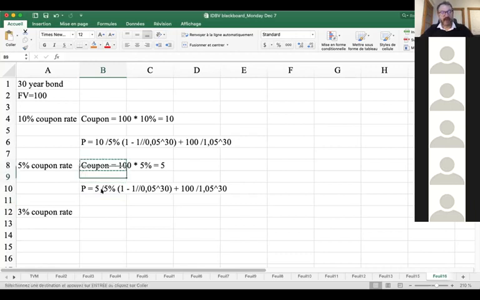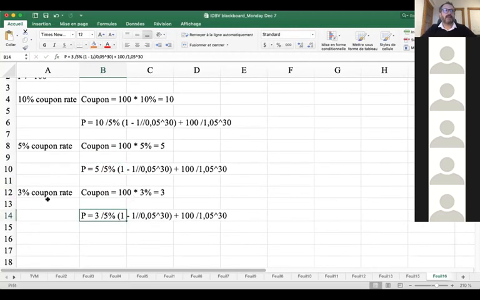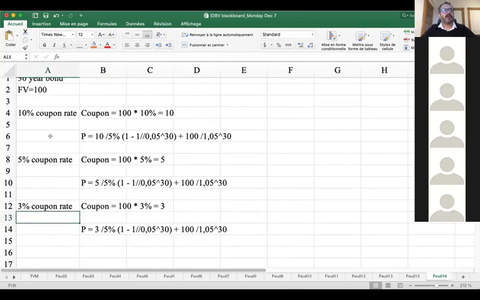And so for the last one, coupon of 3%, okay, so that's 3. And so here, it's like this. Okay, so we got three bonds to calculate, and we want to know the price, okay?